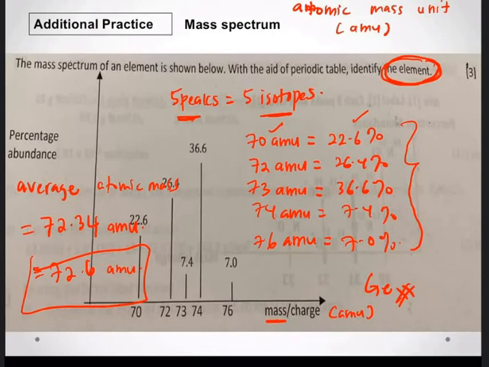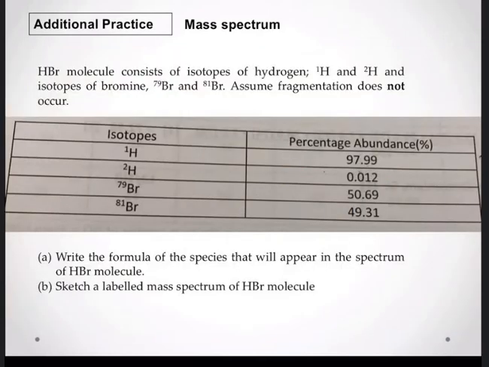Sebab mass spectrum ni quite popular. Memang soalan popular lah untuk topic 1. Okay, so what we have now is, okay, let's read the question. Dia kata our sample is HBr molecule. Okay, so ini first kelainan kita.